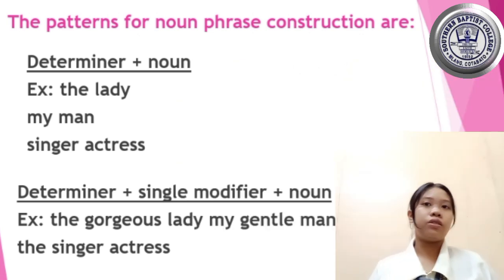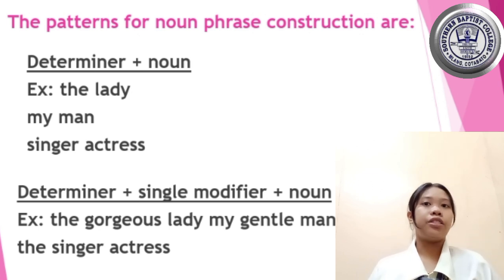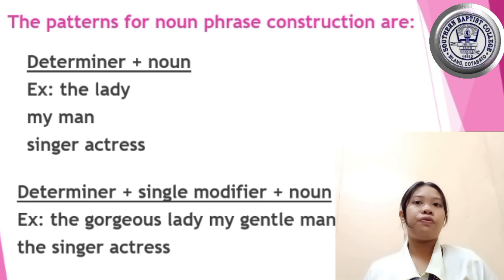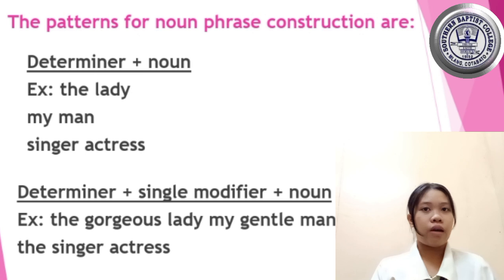The first example is the gorgeous lady. The word the is our determiner, and gorgeous is the single modifier. The noun is lady. So it can be determiner, single modifier, and noun.